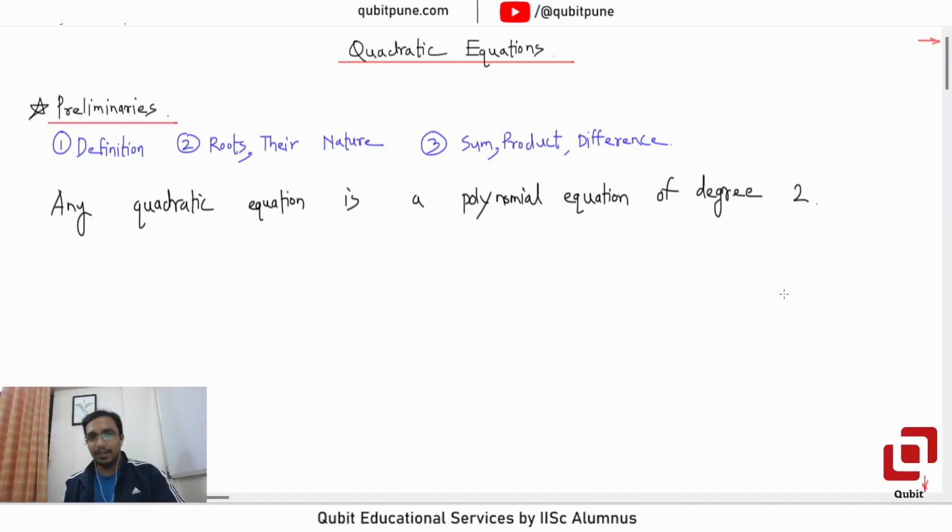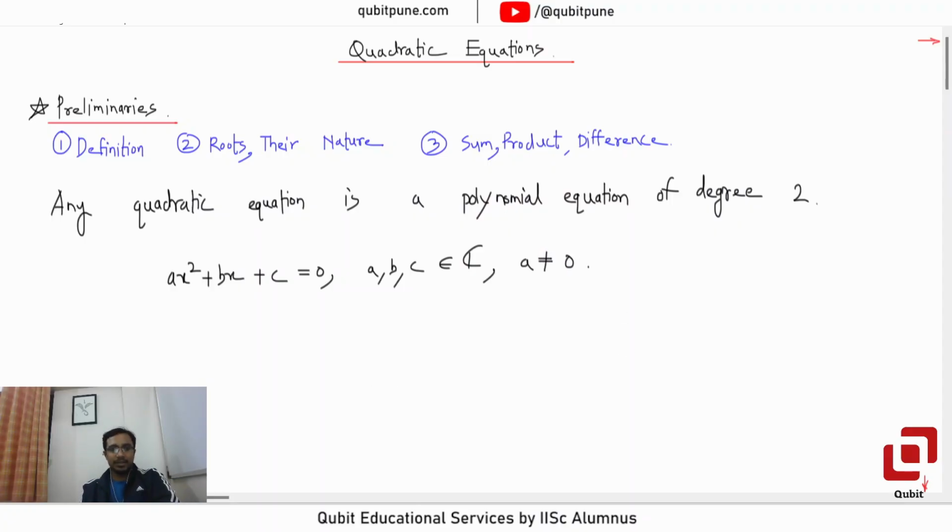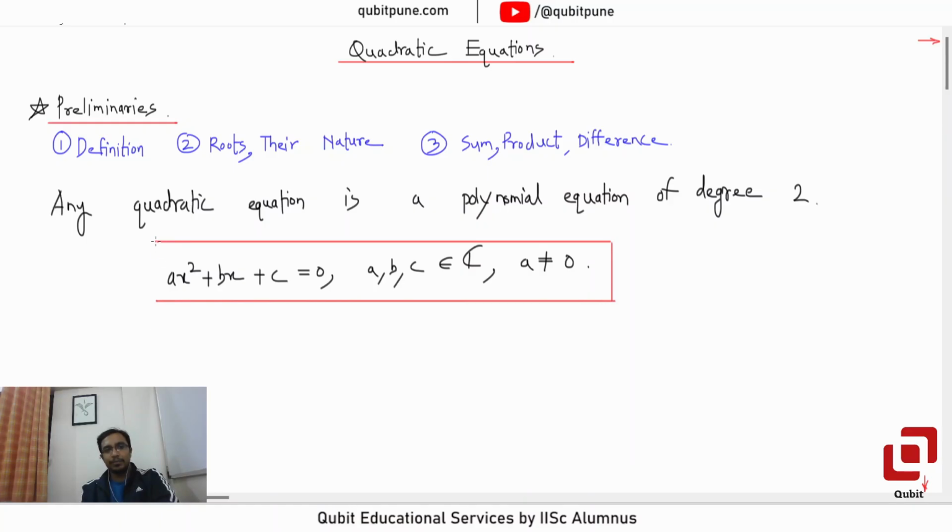Okay, of degree 2. What is the standard formula? Ax squared plus bx plus c equal to 0, where a, b and c are complex numbers, and of course a is not equal to 0. Okay, that is the standard form, standard representation.